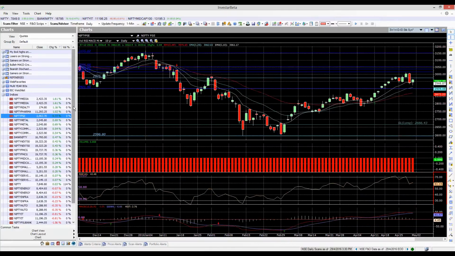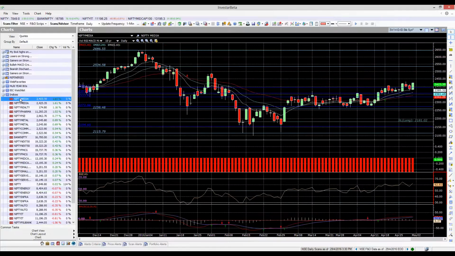So let's look very quickly at which are the biggest index gainers. The biggest index gainer is Nifty Media, as you can see. Media is one space where there was good strength, and the media index is showing, relatively speaking, compared to the Nifty, a healthier uptrend than the Nifty or the overall market is.